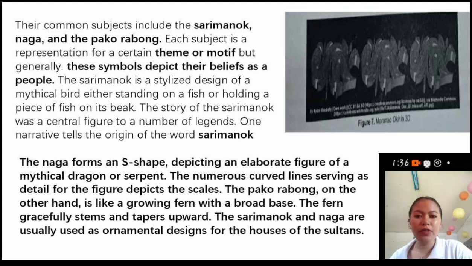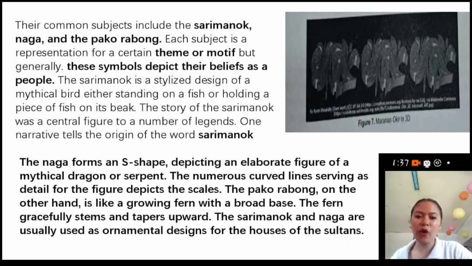Their common subjects include the sarimanok, naga, and the pako rabong. Each subject is a representation of a certain theme or motif, but generally, these symbols depict their beliefs as a people. The sarimanok is a stylized design of a mythical bird, either standing on a fish or holding a piece of fish in its beak. The story of the sarimanok is tied to a number of legends. One narrative tells the origin of the word sarimanok.